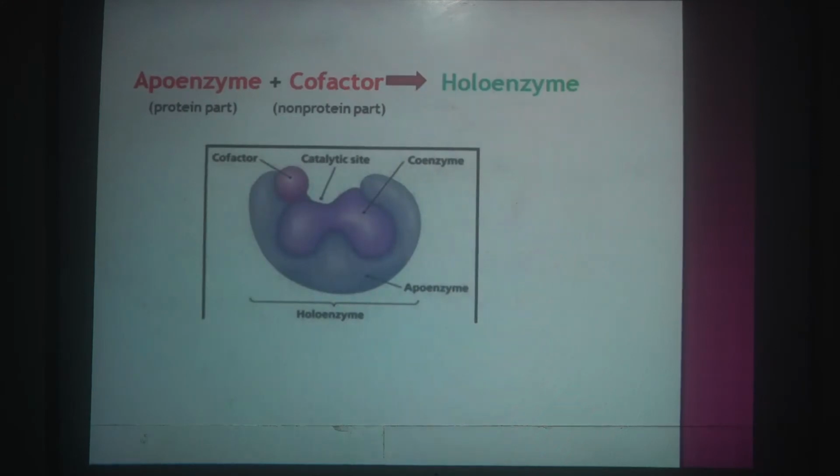This is the diagrammatic representation of enzyme. Holoenzyme consists of apoenzyme, which is a protein part, and cofactor, which is a non-protein part. Both combined give us what? Holoenzyme. In the diagram, see, there is a major part called as what? Apoenzyme. There is a presence of cofactor, coenzymes, and there is a cavity-like structure called as what? Catalytic site.